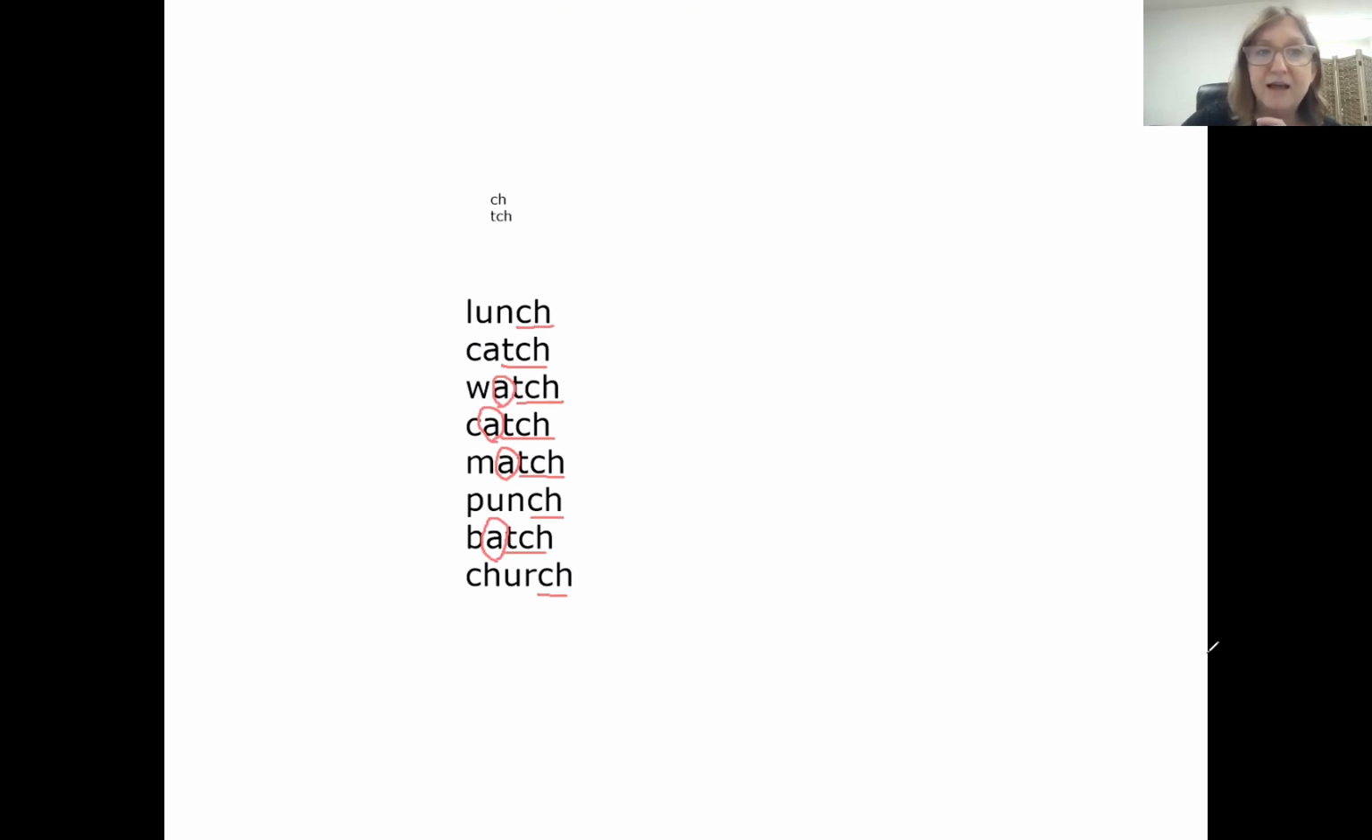Here's an A. So same with, I mean, it doesn't have to be just A. There's like fetch is an E, itch, right? So here are some other examples of not A words, but it follows the same rule. If there's a TCH, it's going to come right after a short vowel sound.